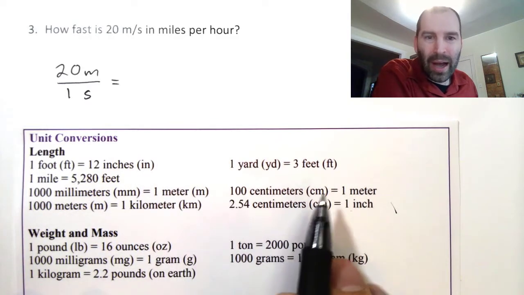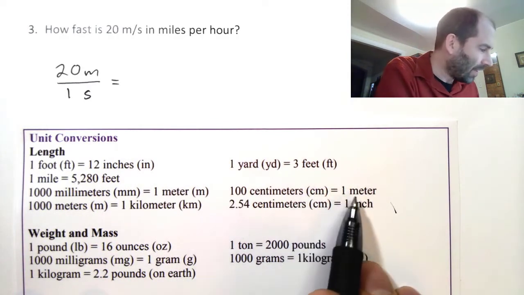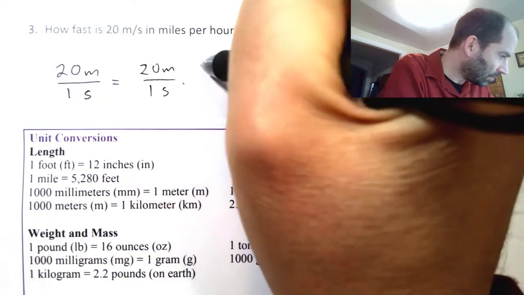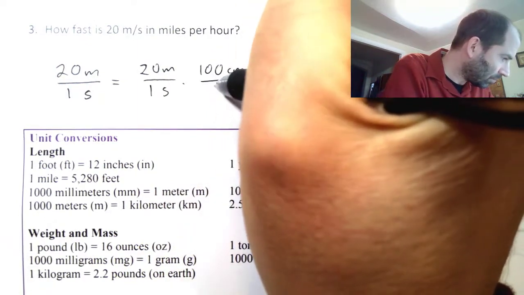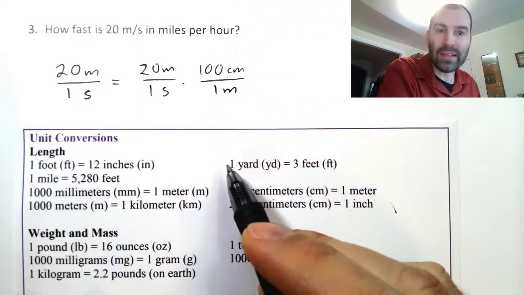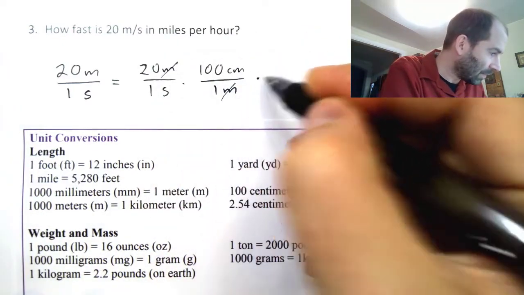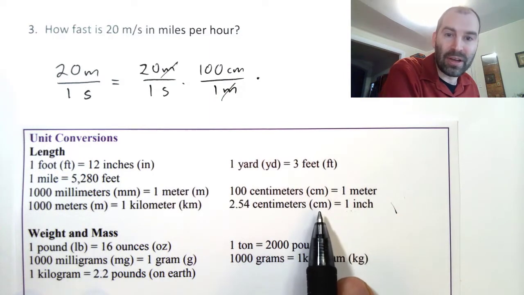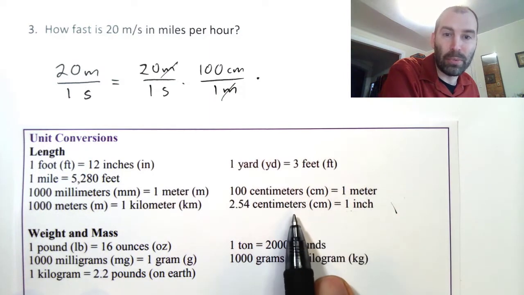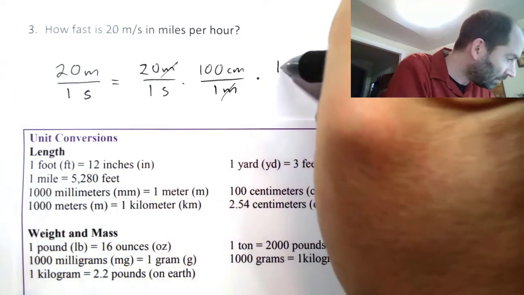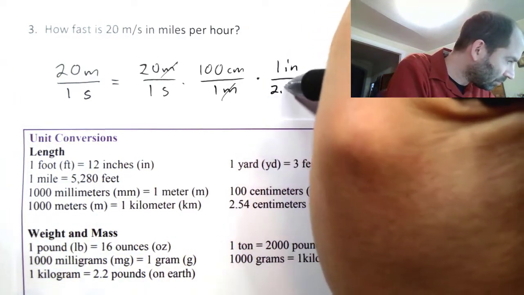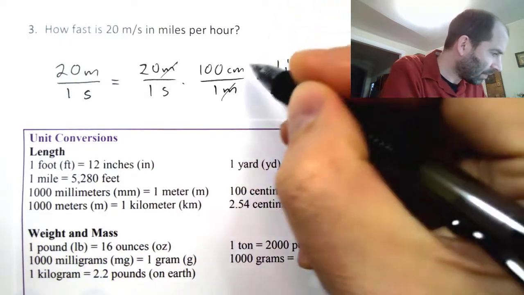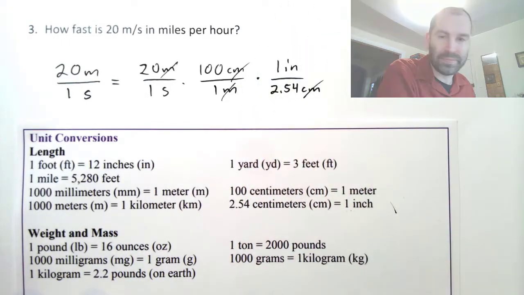Okay, so meters to centimeters. All right, so I want the meters to cancel, so I'm going to put the meters in the denominator. Okay, that will cancel the meters. Now I want to cancel the centimeters. So I'm going to put the centimeters in the denominator, 1 inch divided by 2.54 centimeters. That will cancel the centimeters.